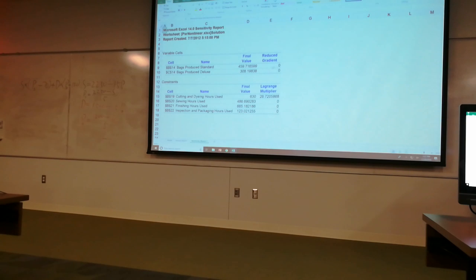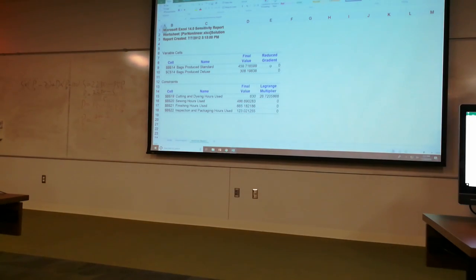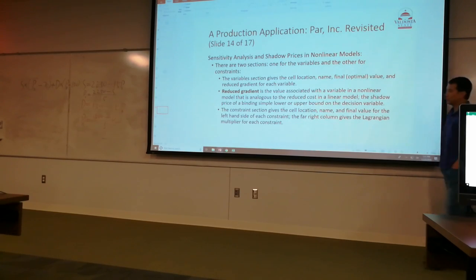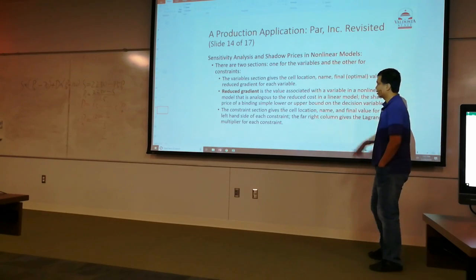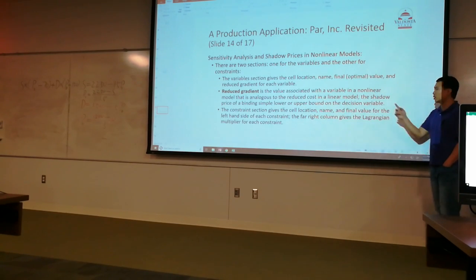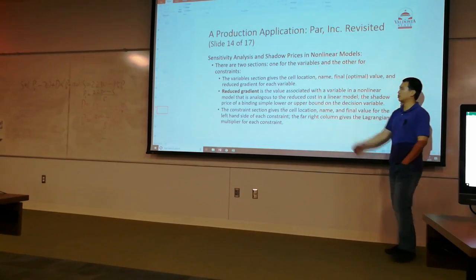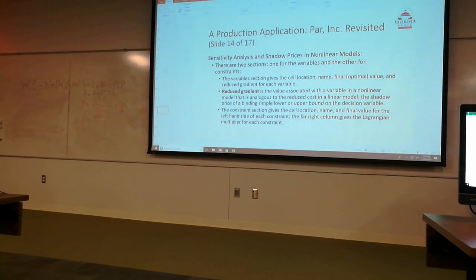For variable cells, we have the reduced gradient. If you remember, the algorithm is called the generalized reduced gradient method. And for constraints, we have a Lagrangian multiplier. The reduced gradient is a value associated with a variable in the nonlinear model. That is similar to the reduced cost in the linear model, which is the shadow price of a binding simple lower or upper bound on the variable. So that's the definition of reduced gradient.